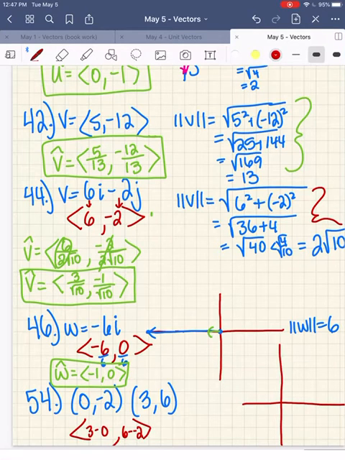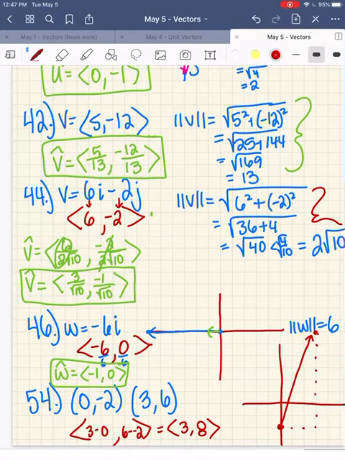Let's see if I can fit it. So 0 and negative 2 would be here, and then 3 and then 6. 1, 2, 3, 1, 2, 3, 4, 5, 6. Okay, so my vector is looking like that. That is clearly not a unit vector, but our component form is 3, 8. Now let's check that. Over 1, 2, 3, up 1, 2, 3, 4, 5, 6, 7, 8.